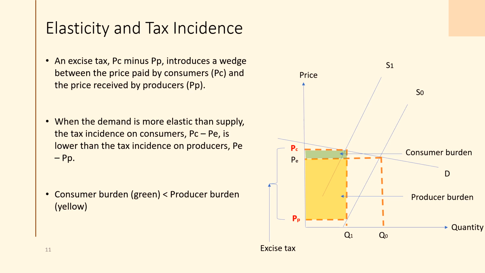Now consider the opposite case. When demand is more elastic than supply, consumers are very responsive and reduce their purchases significantly when price increases. As a result, producers must bear more of the tax burden. This is shown by a larger difference between PE and PP compared to PC and PE.